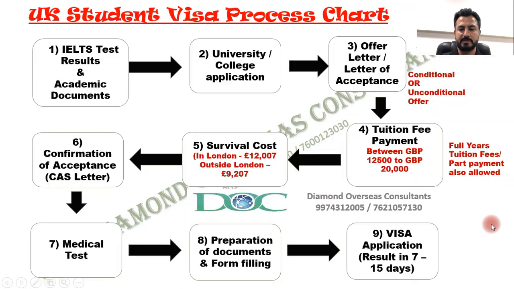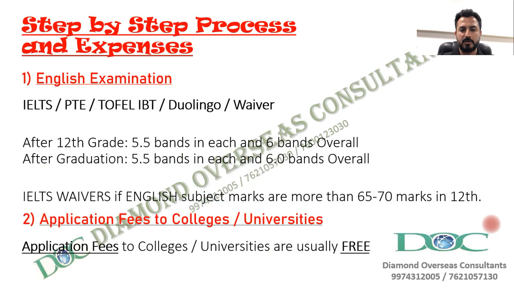Okay, so as you can see, the entire visa process chart for UK student visa. We'll discuss each of the steps in detail throughout the video. The very first step here is, as always, the English language examination. So as you can see, IELTS, PTE, TOEFL iBT, Duolingo, and there is also an English language waiver which is offered by a few universities in the UK.